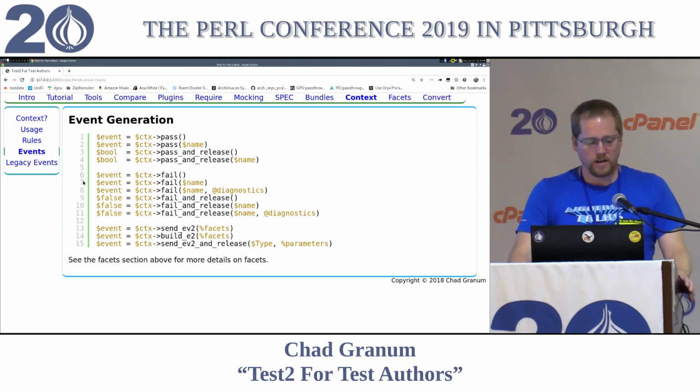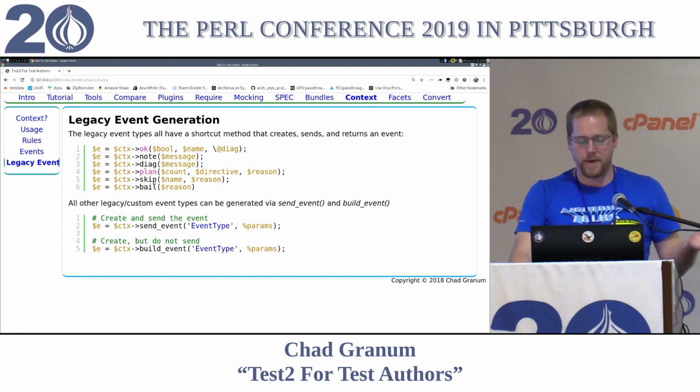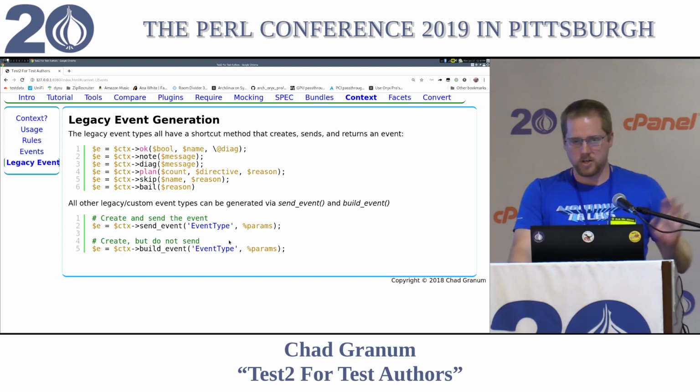And I'm not going to get into all the complicated things. So the legacy event generators are OK, note, diag, plan, skip, and bail. But now there are much more optimal ones. And if you go to the Test2 manual, you can see those.